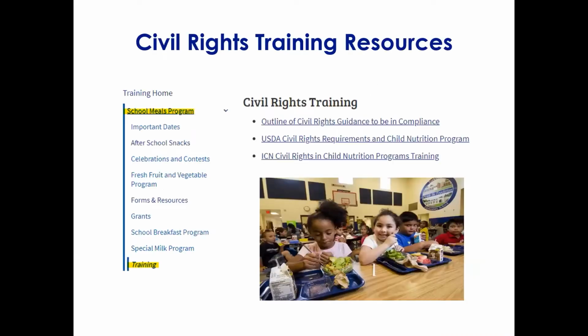Next slide. Some of those training resources are available right on our website. We can see the second bullet point there under civil rights training. There is a USDA civil rights training, but there's also one through the Institute of Child Nutrition. Both of those trainings would work to meet that requirement of civil rights training on an annual basis. Earlier, I mentioned the civil rights summary, and that's the top bullet point on our website.